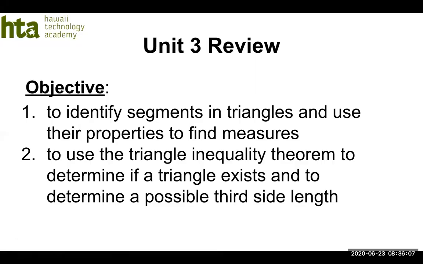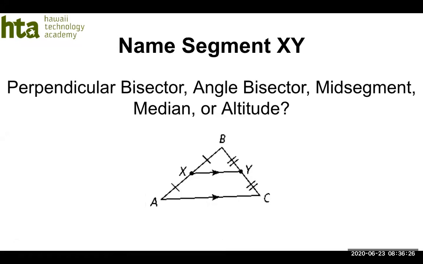All right, so identifying the segments, okay, and using their properties with some algebra involved, and then we're going to use the triangle inequality theorem to determine if triangles exist and what that third possible side length of a triangle would be. Okay, some of you struggled with that on the homework from 3.5, but don't worry, we're going to figure it out today. All right, so first off, name the segment XY.